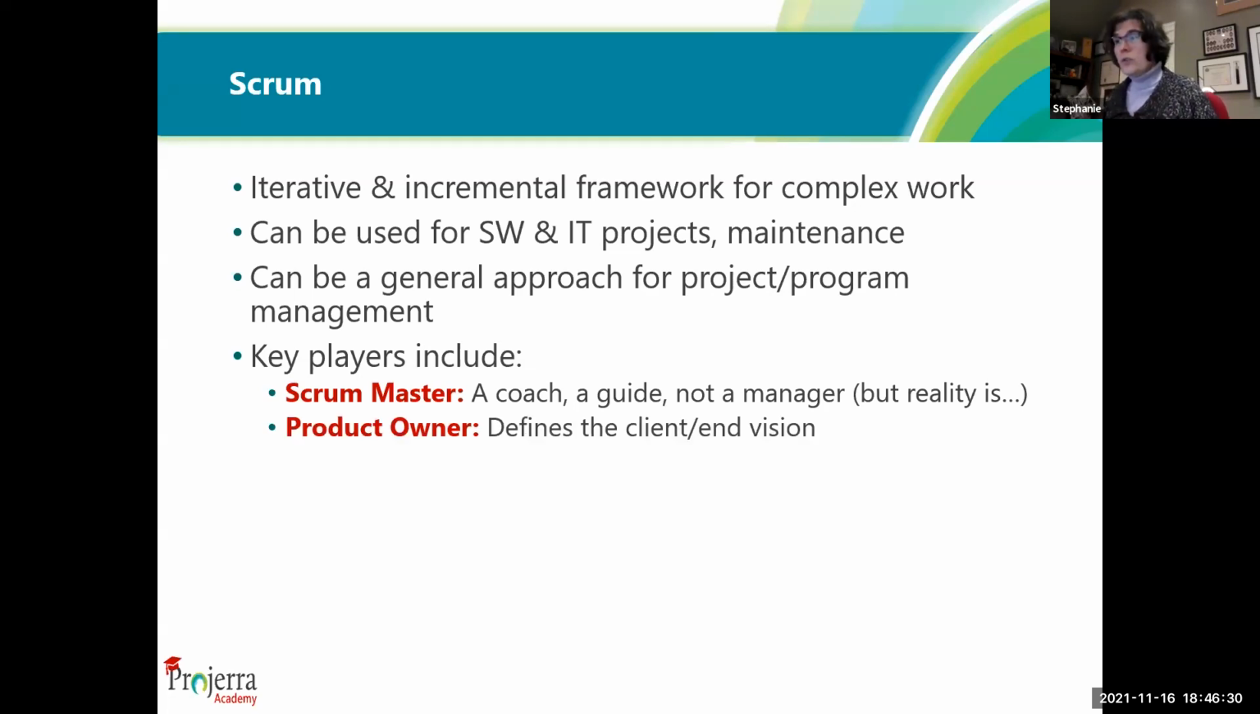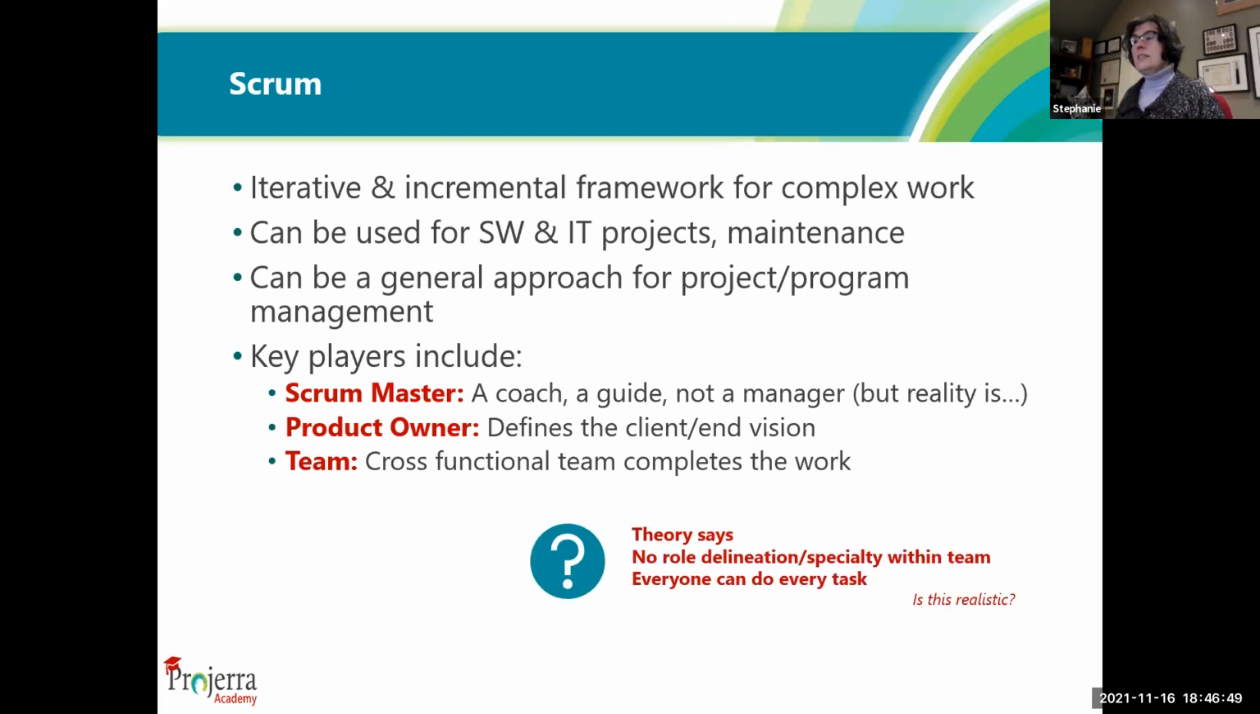There's somebody called a product owner who represents that client, that end vision of what it is that the team is supposed to be building. And then there is the team, that cross-functional team that completes the work. Notice that there's no specific articulation of the skill set for that team. So the theory says that there's no need to delineate the team member functionality between all the different roles within a team, that everybody can do every task. Now I want to pose a question to you. Do you think that that is feasible, realistic, that everybody can do every task on a team? No.